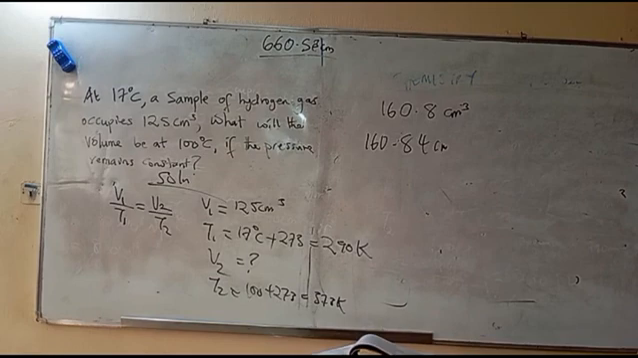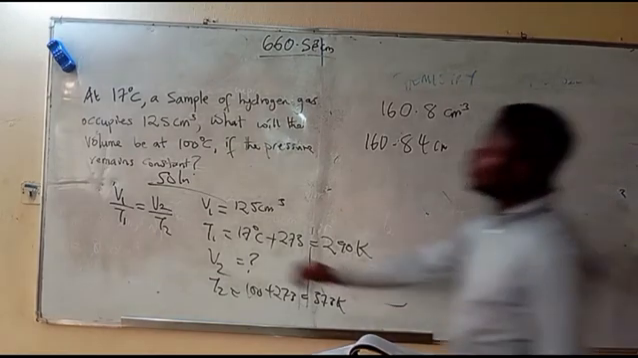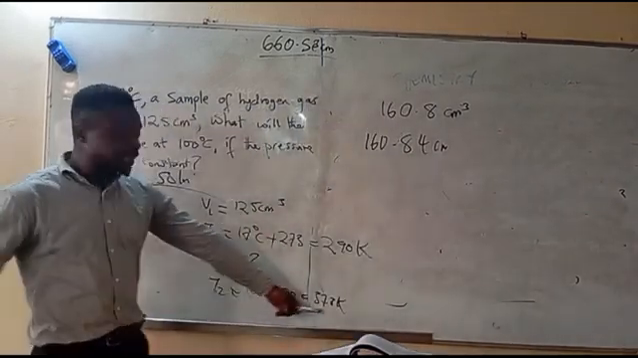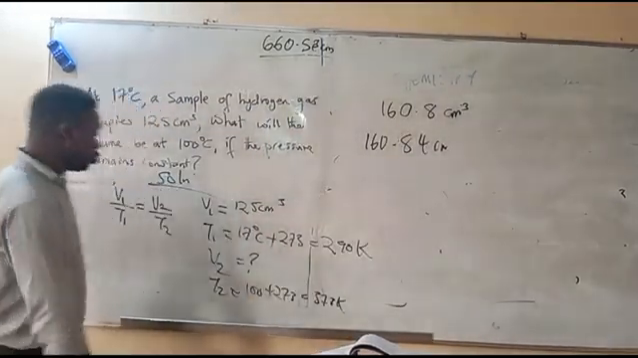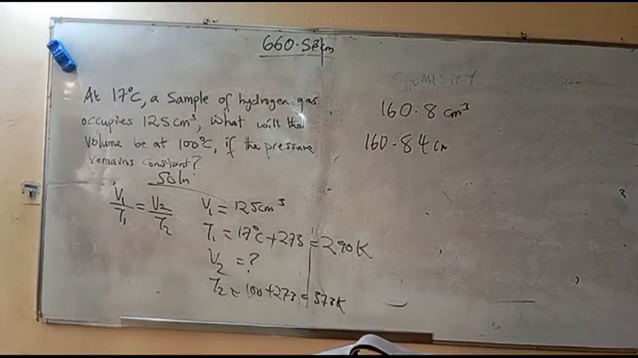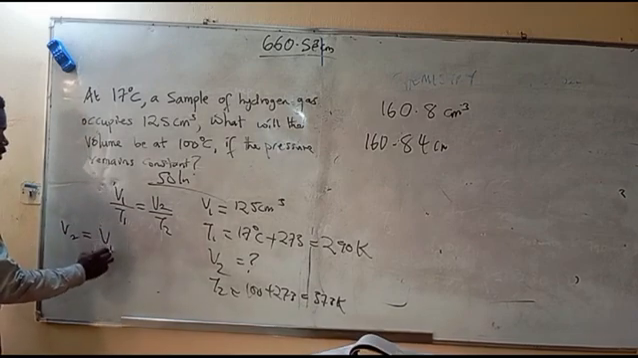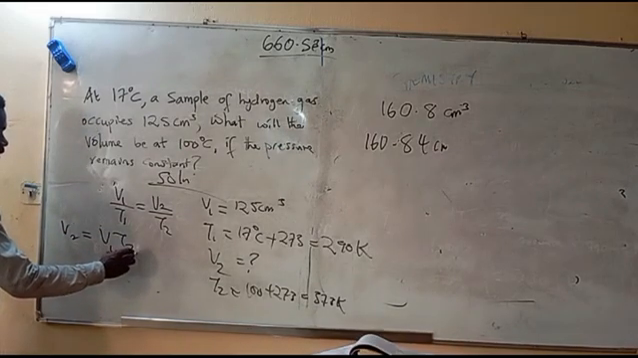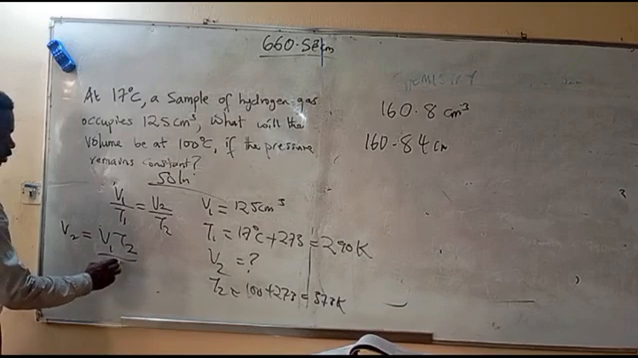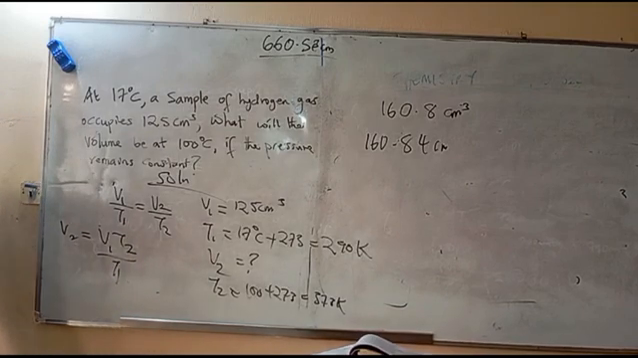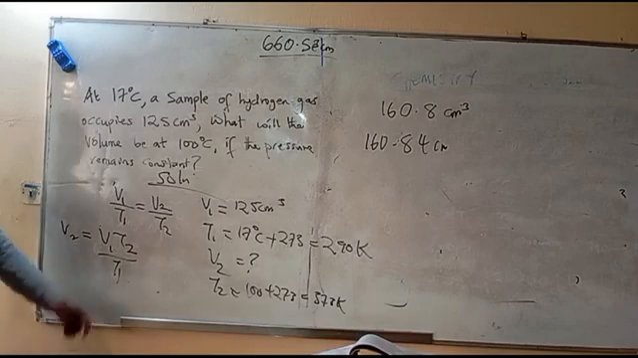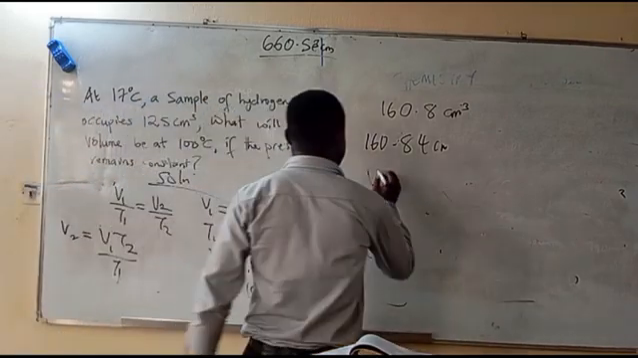Alright, sorry for that. So you add 273 here, it is 373 Kelvin, right? So with this now we can make V2 the subject of the formula. So V2 is now equal to V1 times T2 over T1. Hope I'm correct. So with this now we can find V2.